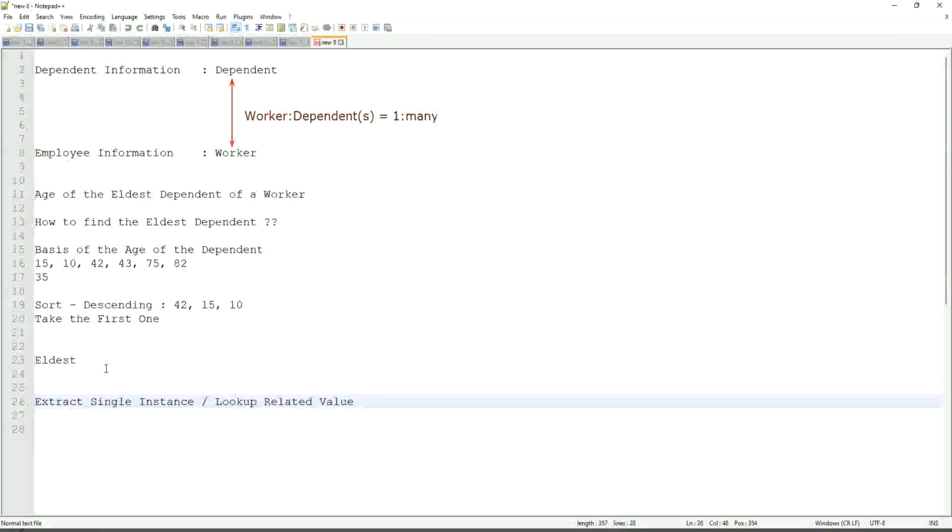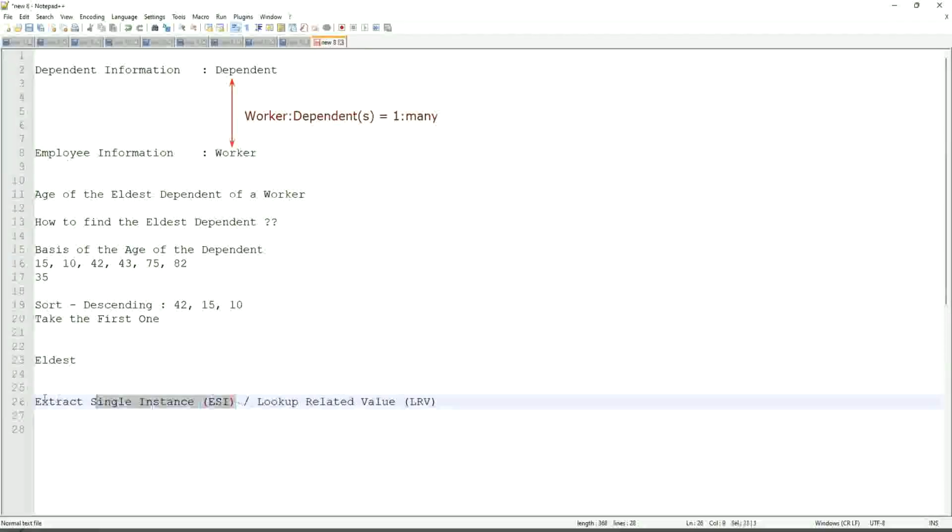This is the most common calculated field function that people will ask you in your interviews. Extract single instance is called ESI. Lookup related value is LRV. They work in combination. We do not only leave with ESI. Once we extract the ESI, we use it to get some value. That's the LRV. Like here, we are going to get the age of the eldest dependent.